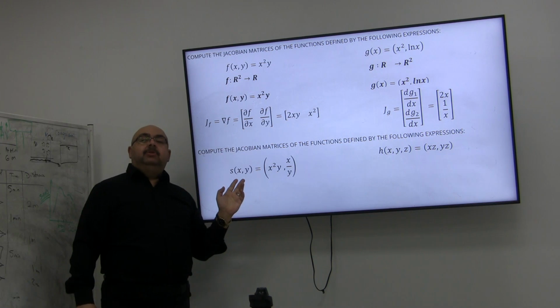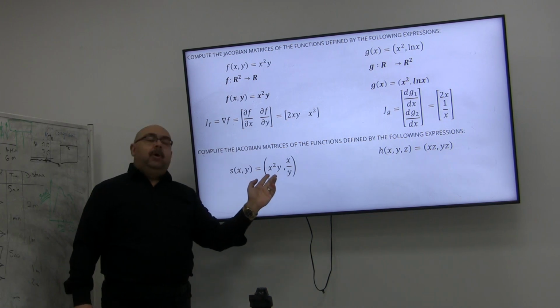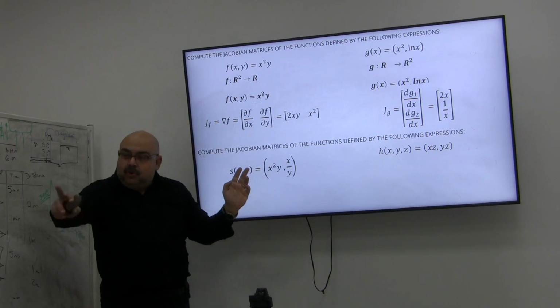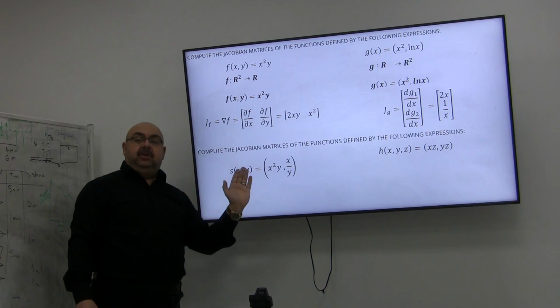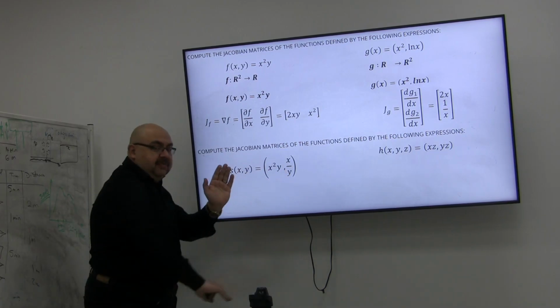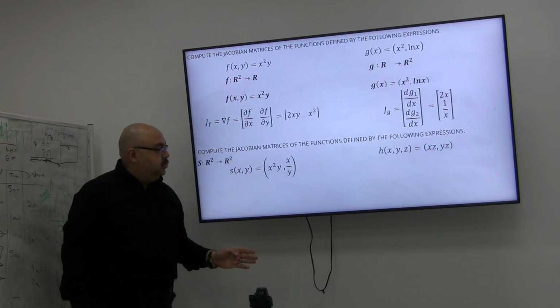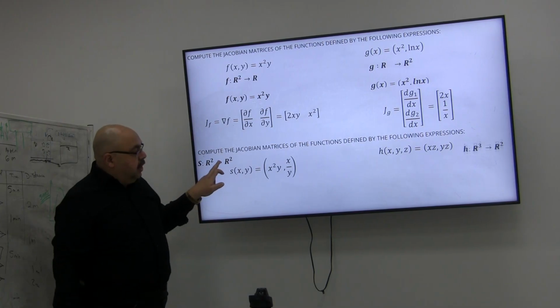This function, how many variables? 2. The output, how many functions? 2. So it's a 2 by 2. So the Jacobian will be 2 by 2. I will take the first function, differentiate with respect to x, then with respect to y. The second function with respect to x, and then with respect to y. So it's from R2 into R2.